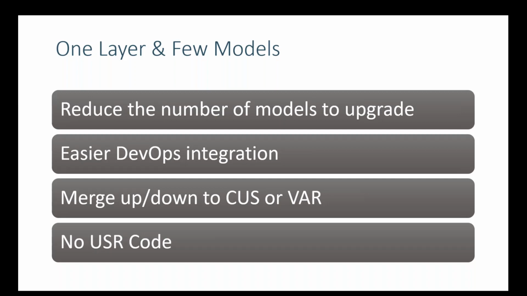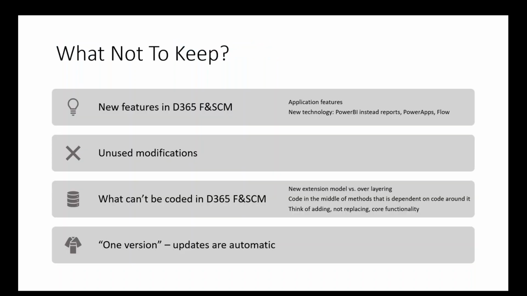If you have user code, you should be merging that, obviously, or getting rid of it. You should merge all your code to the cus layer or var layer if you're on AX 2012 at this point, or even 2009. And with that, obviously, we have DevOps integration that really helps. The reduction of the number of models really assists with that upgrade lifecycle. And then finally, what not to keep. That needs to be part of your strategy as well.